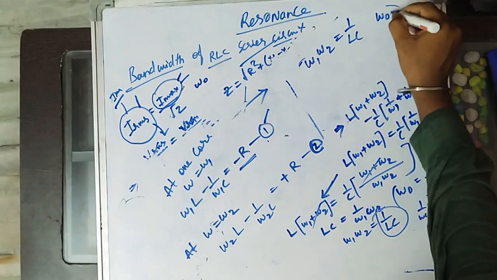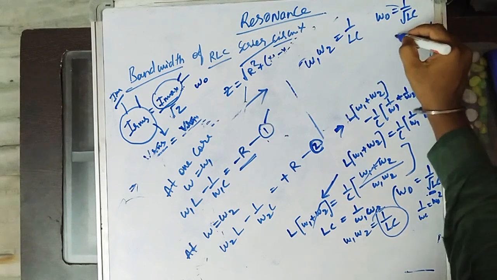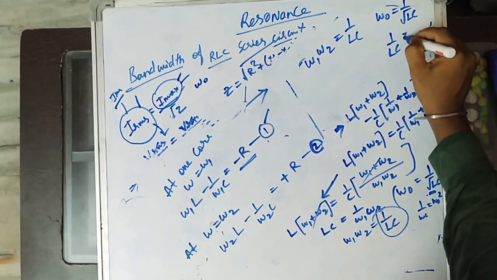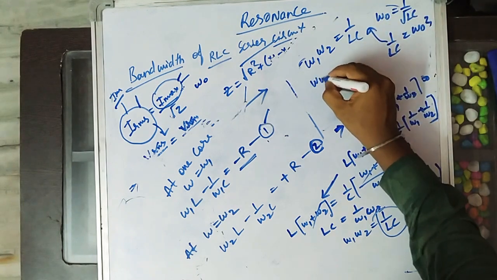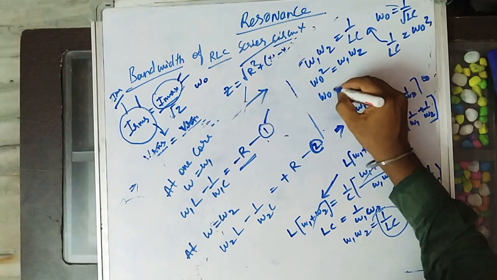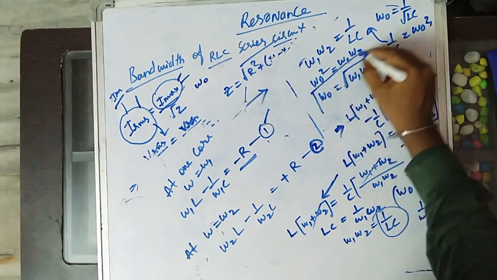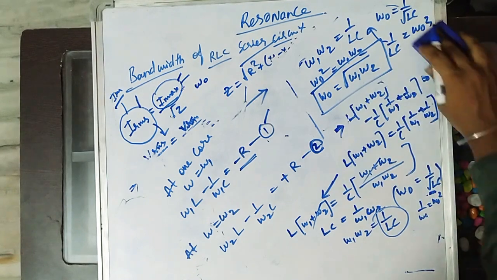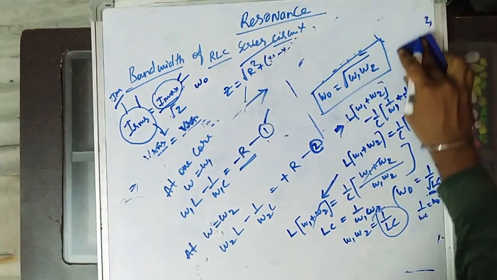We have resonance frequency equal to 1 by root of LC. Then 1 by LC equal to omega naught square. Substitute this here. That omega naught square will be equal to omega 1 into omega 2, and omega naught equal to root of omega 1 omega 2. So this is one relation between resonance frequency and upper and lower cutoff frequency.